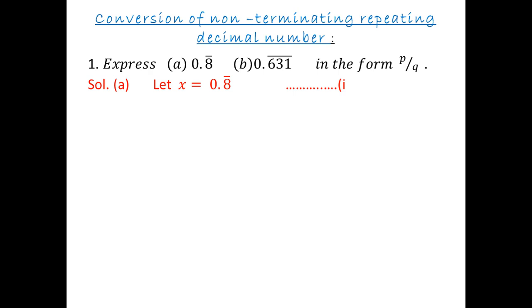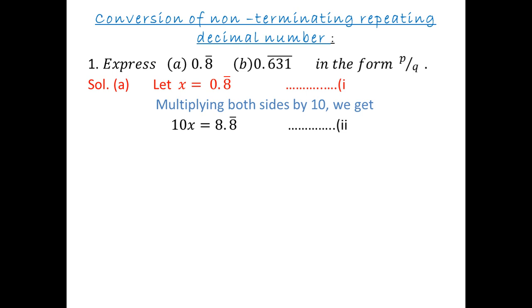Let x equal 0.8 bar. Mark it as the first equation. Multiplying both sides by 10. We multiply both sides by 10 because here a single digit is repeating again and again. Only 8 is repeating. So we multiply by 10. We get 10x equal to 8.8 bar. From 8.8 bar we mean 8.8888 and so on.